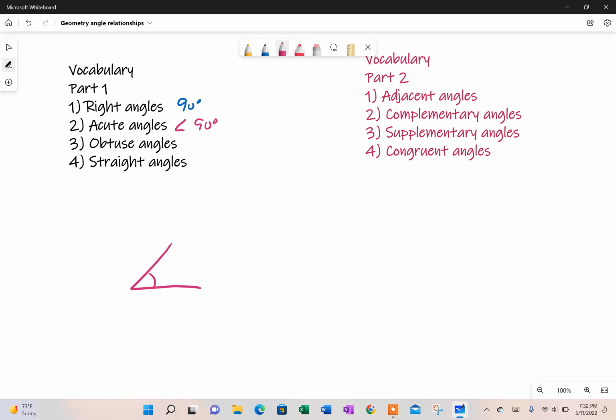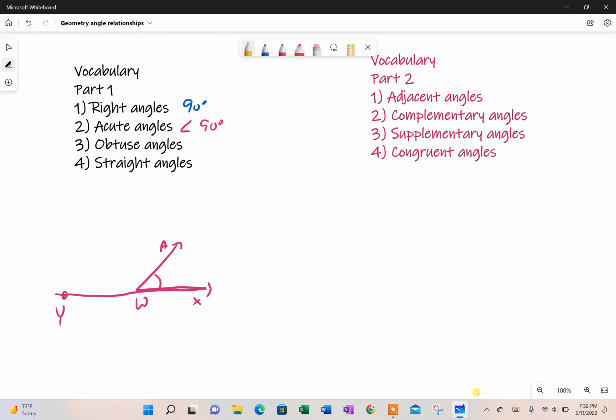An obtuse angle, so let's say angle AWX is acute. Let's put a Y down here. That would mean that angle AWY here would be greater than 90 degrees, and that would be obtuse.